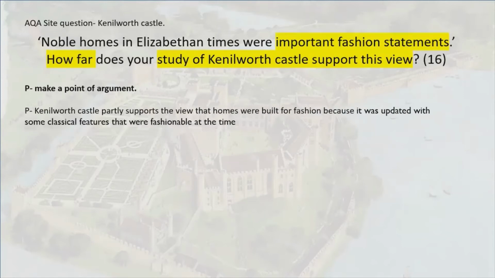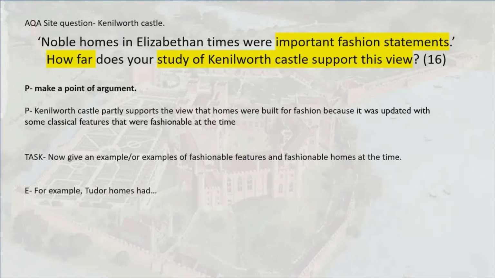So a good answer might be something like this, okay? Now you don't have to change yours, just keep your argument going, but the key thing is you've given a reason. So you said because, okay? So Kenilworth Castle was fashionable because it was updated with classical features that were fashionable at the time, okay? So we need to support that with some evidence.